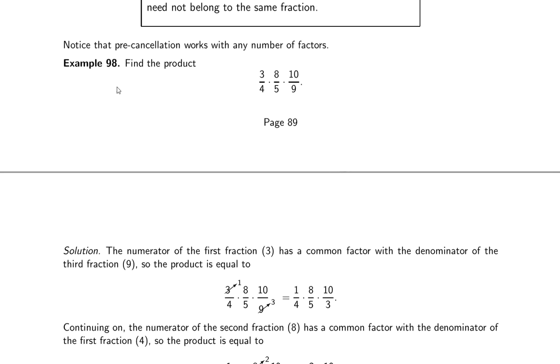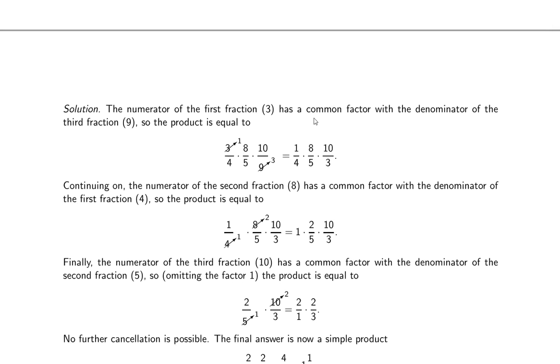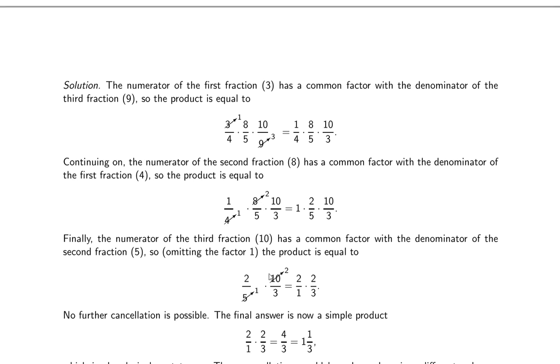And the same thing here. Example 98, multiply these 3. We can see this 3 matches a 3 out of the 9, so we can cancel 3's. We can also cancel 4's here out of the 8 and the 4, and 5's out of the 10 and the 5.